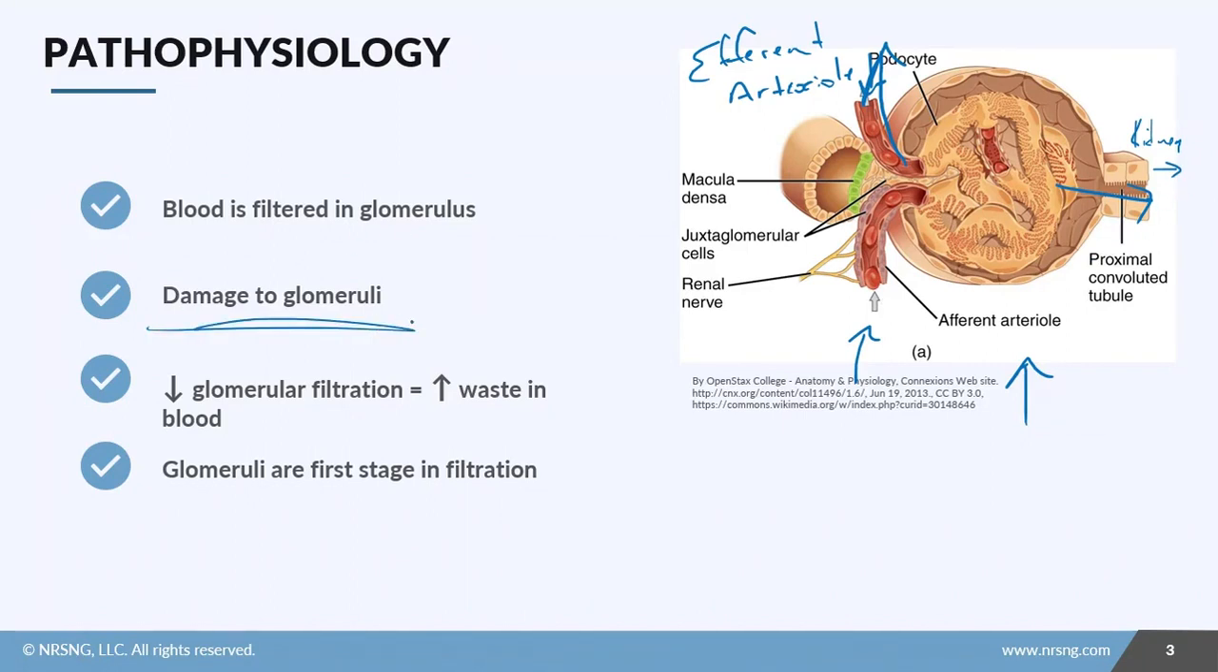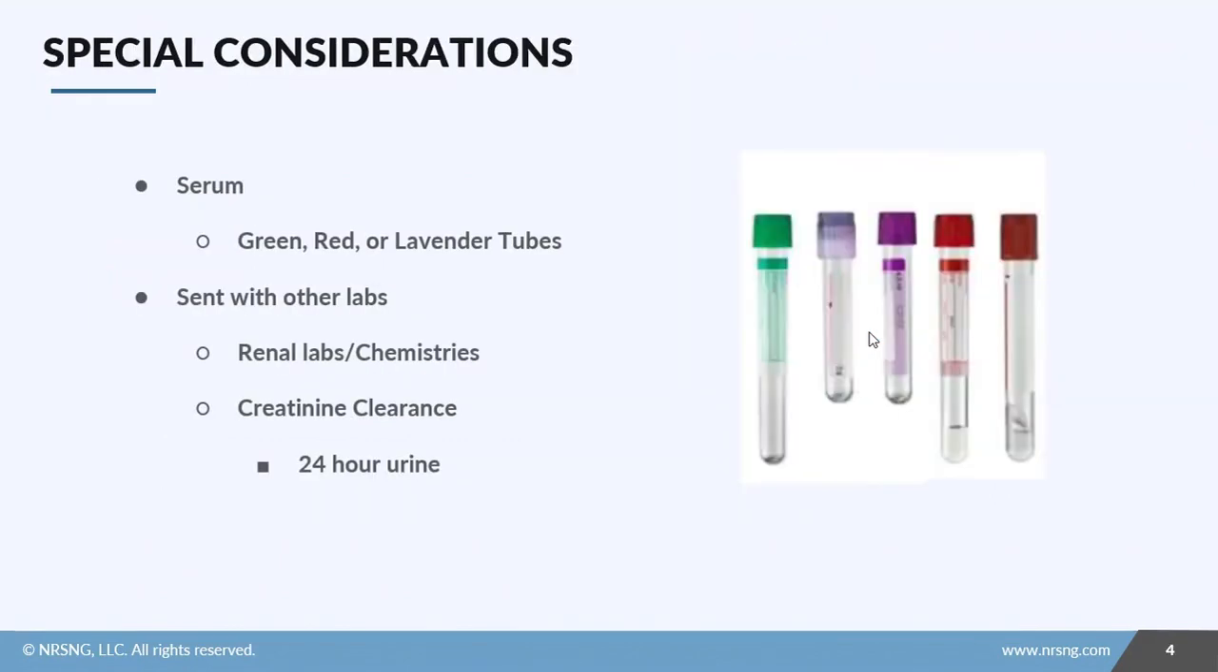Well, if you have damage to the glomeruli, what ends up happening is that all the waste products aren't being filtered out. So you have a decrease in glomerular filtration. You have this increased waste in blood, so you'll see elevations in the BUN and the creatinine. Glomeruli are the first stage of filtration. So if we see that there's some sort of damage or injury to the glomeruli, we can actually make future assessments about kidney injuries or disease, current injuries or disease, and the current state or status of the kidneys and how well they're working.